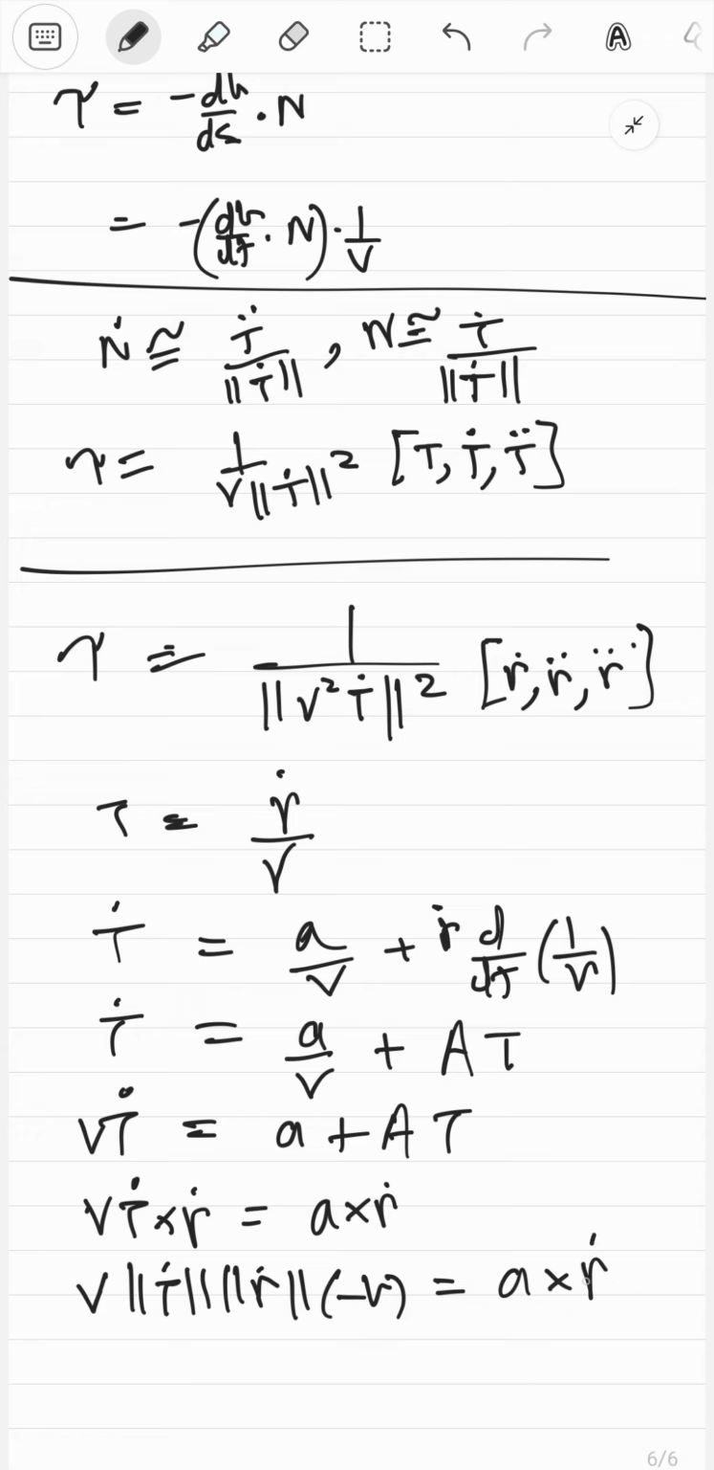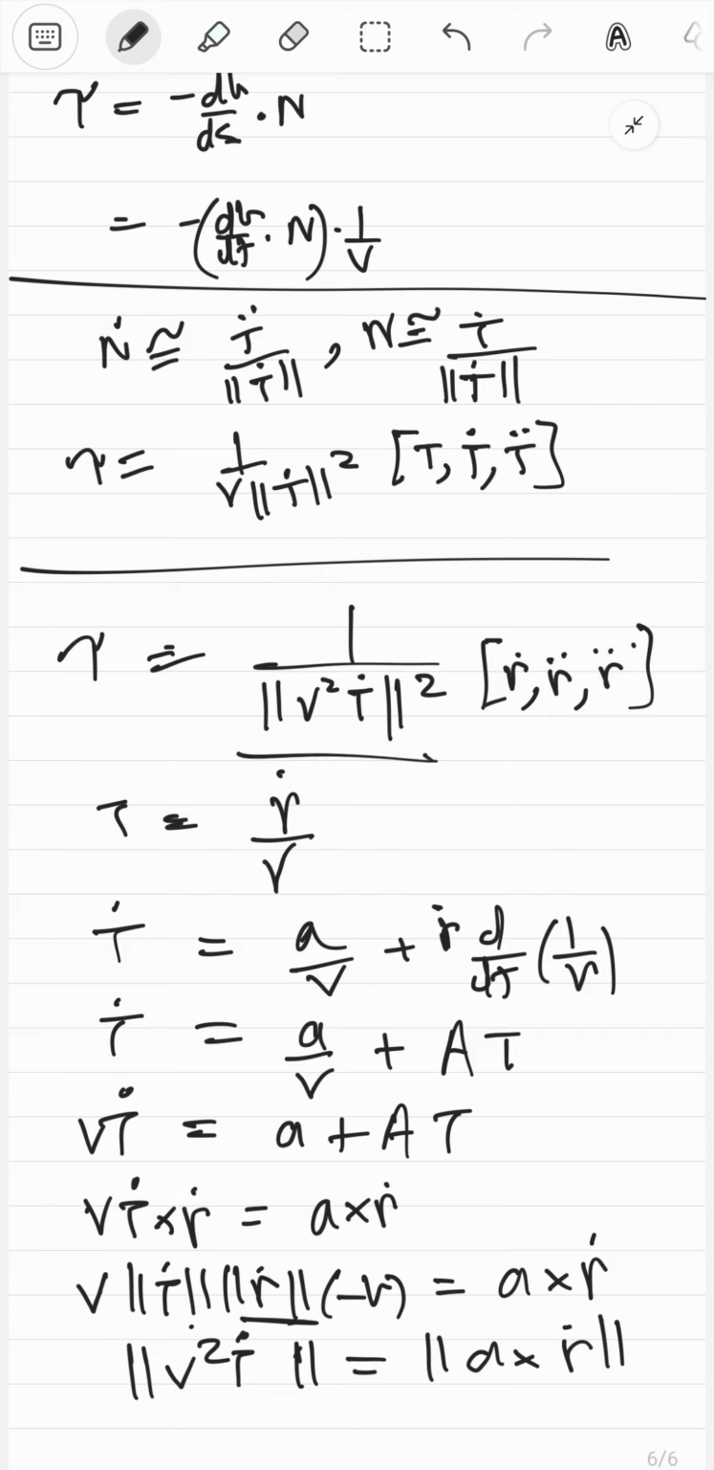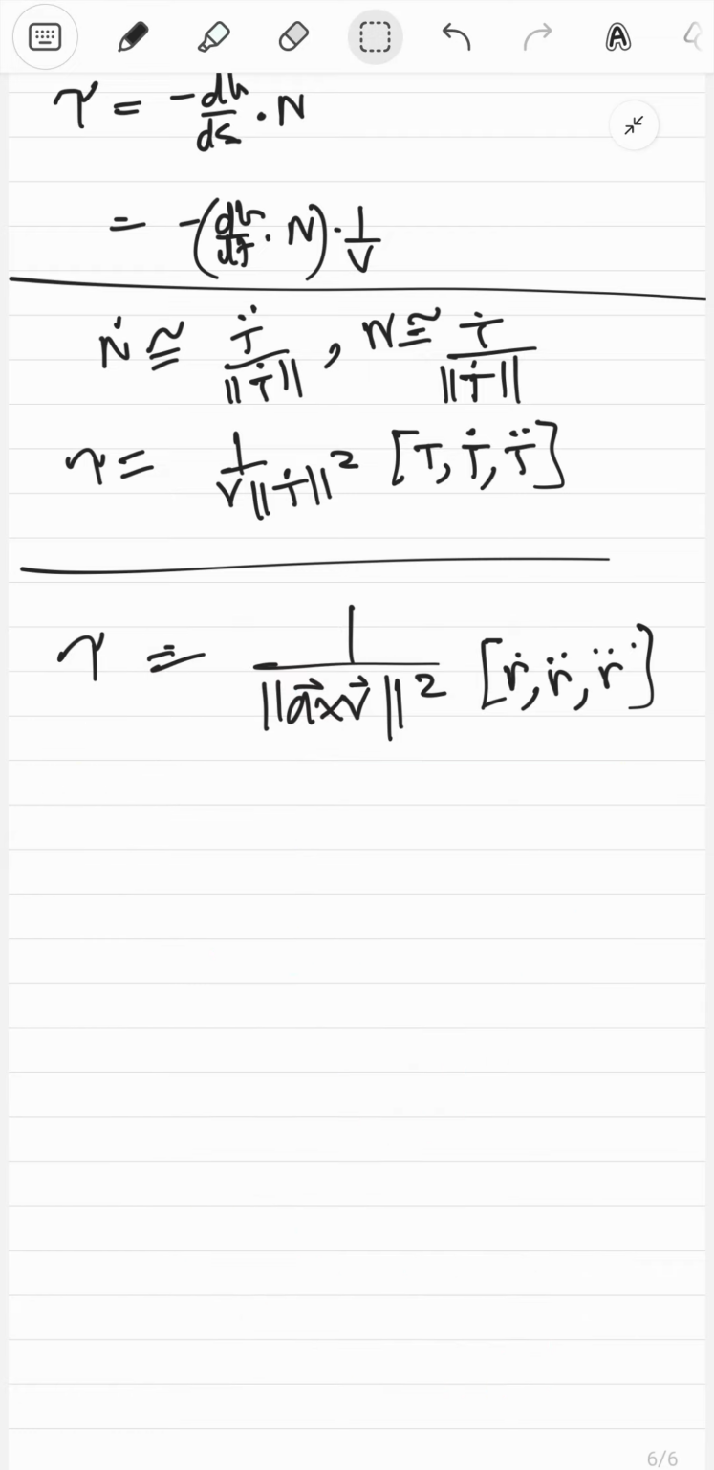So taking the magnitude on both sides, what we get is v times the magnitude of t dot, and since this thing is just v, that is equal to the magnitude of a cross r dot. So essentially the magnitude of v squared t dot, that is the magnitude of a cross r dot. So we can rewrite this thing as just the magnitude of the acceleration cross the velocity vector squared. And this is the formula for torsion.